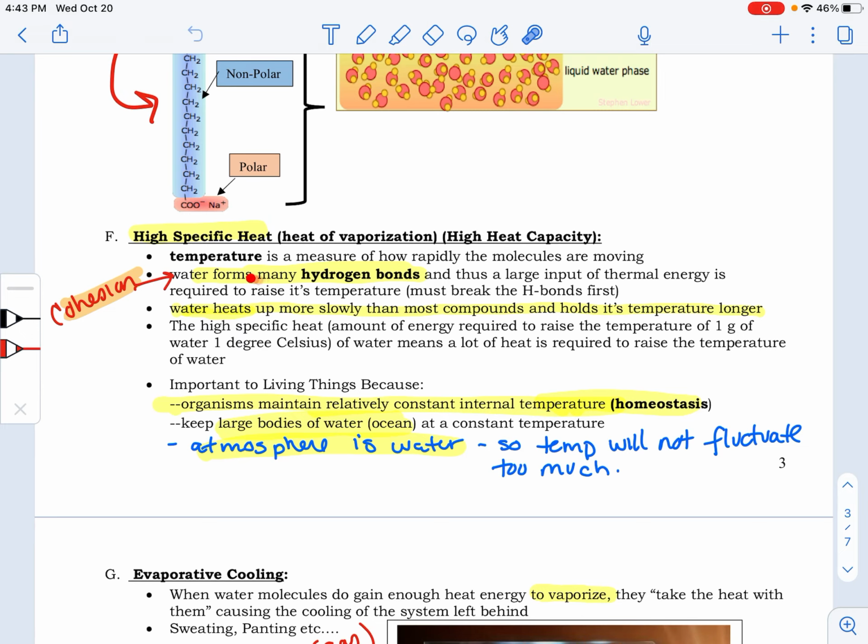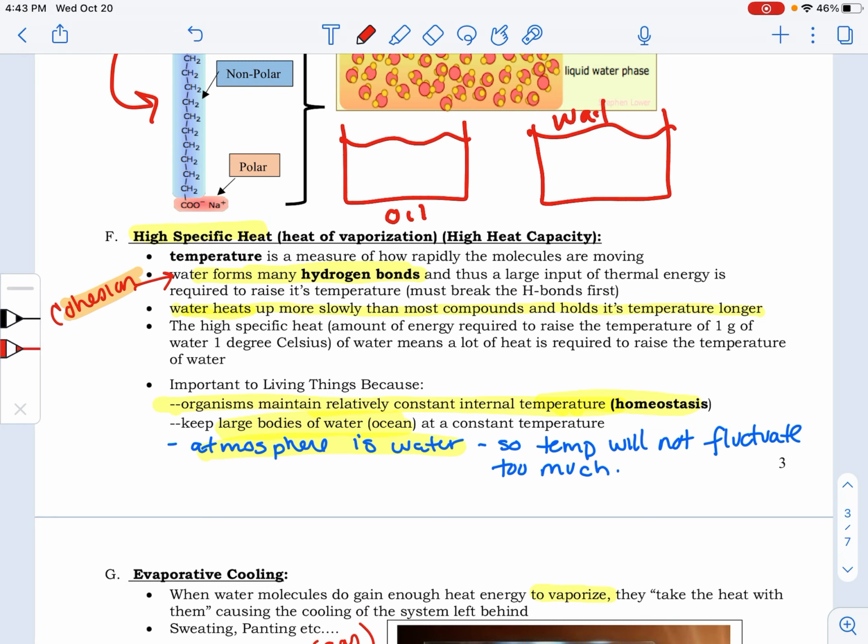And the reason it takes water longer to heat up is because of the cohesion, the hydrogen bonding. So if I had, let's say, a pot of oil on the stove, and I had a pot of water on the stove, let's label it up here, okay? And I put heat under it, okay? So let's say that's a flame, okay?